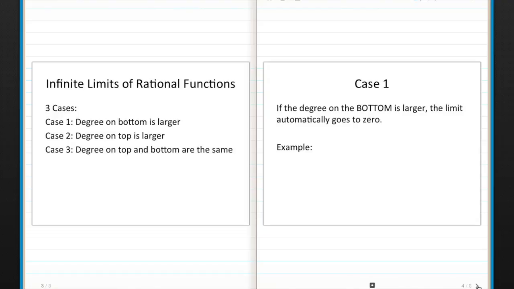For rational functions, there are three cases that we'll be discussing, and a very easy way to solve these types of limits.